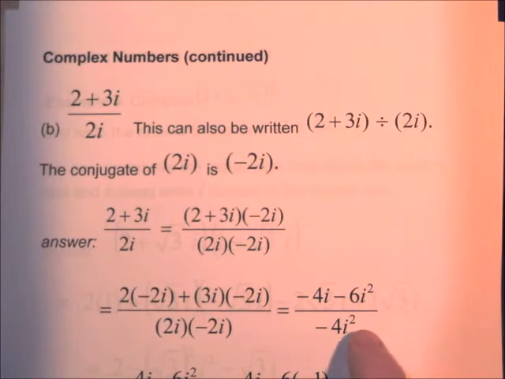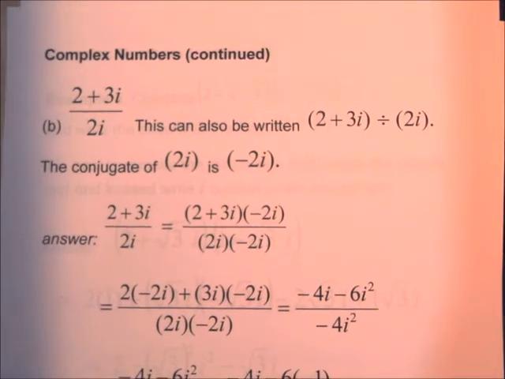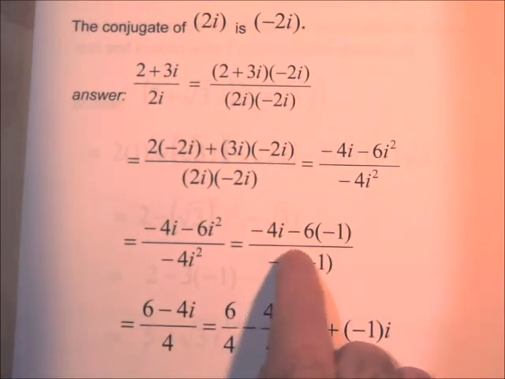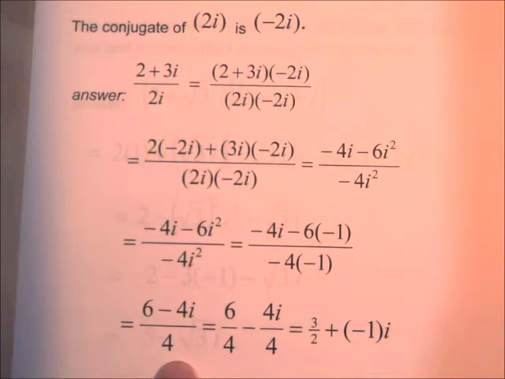So we'll have 6 times negative 1 on the top and 4 times negative 1 on the bottom. 6 times negative 1 is 6. And I wrote the real part first. Usually it's traditional to write the real part first. And then I have 6 minus 4i over 4. Negative 4 times negative 1 is 4.